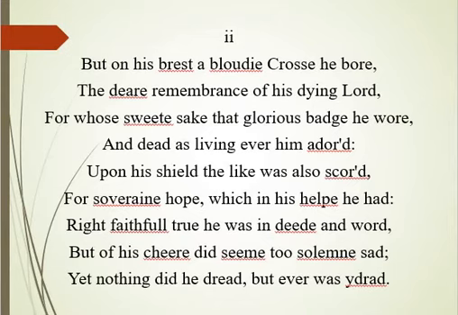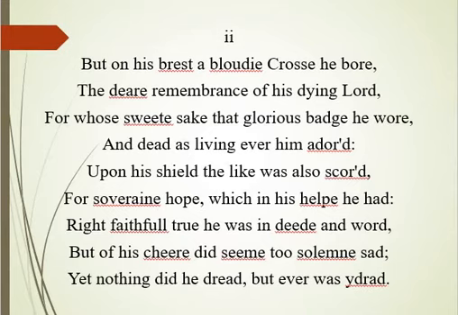So my dear students, his appearance, his expression appeared to be very serious, sad, yet nothing did he dread. He was not afraid of anything. He did not fear anything. But we can simply say that ever was he feared, or dreaded, by others. Others were afraid of him. He was never afraid of anything, but others were afraid of him.